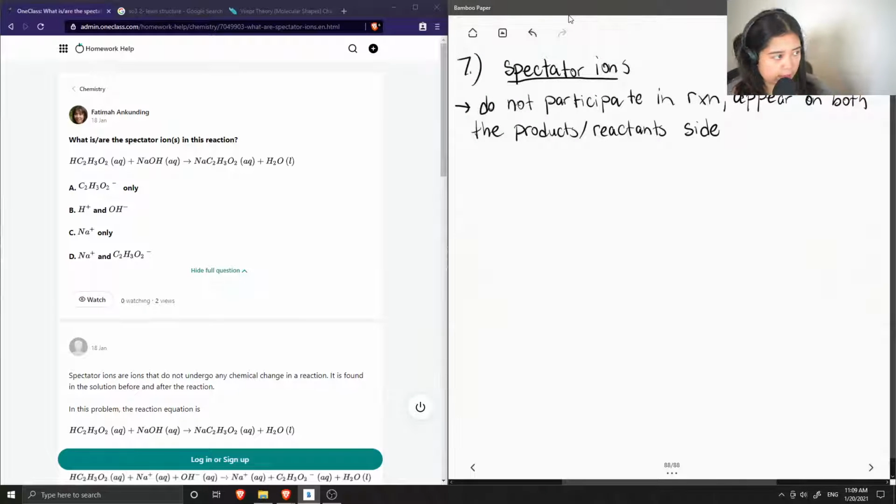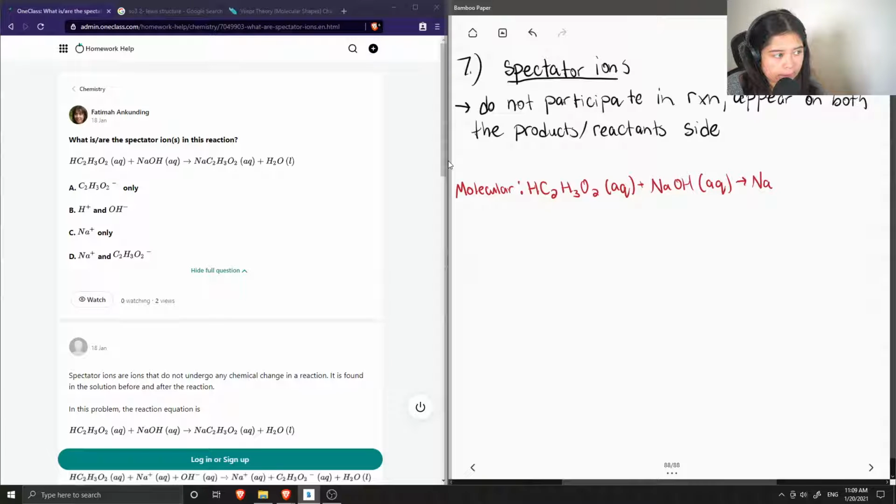Okay, so now let's try to find out the spectator ions in this reaction. So they have the full molecular reaction shown. So let me also write it out. The molecular equation, HC2H3O2 aqueous plus sodium hydroxide produces, I believe this is the acetate ion, so this is sodium acetate plus H2O.